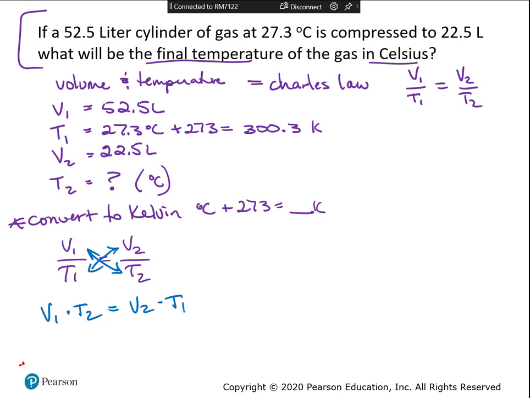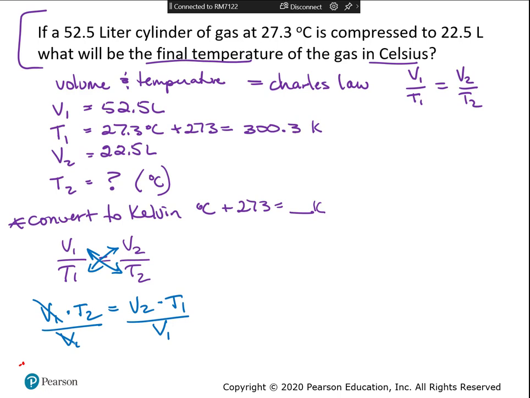And then to get T2 all by itself, what would I do? Divide both sides by what? I want T2 all by itself, so I'm not going to touch that. What do I have to move so T2 will be all by itself? Look at the formula. I have to move V1. So to move V1, I would divide both sides, and do you see that that would cancel? So V1 and V1 would cancel. So T2 would equal V2 times T1 divided by V1.